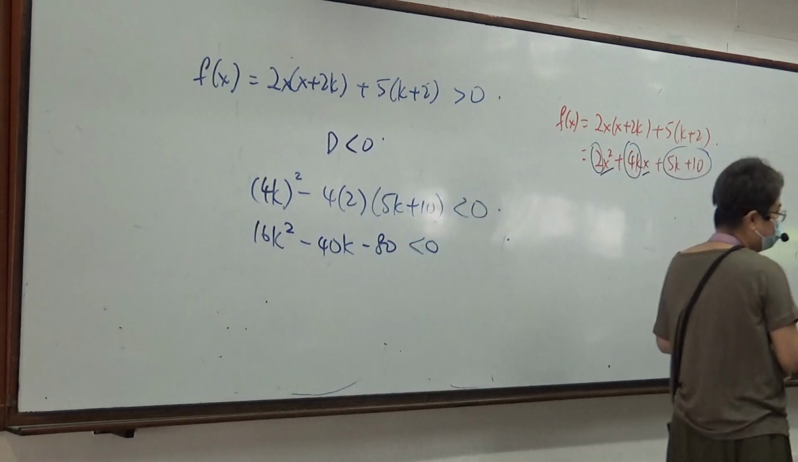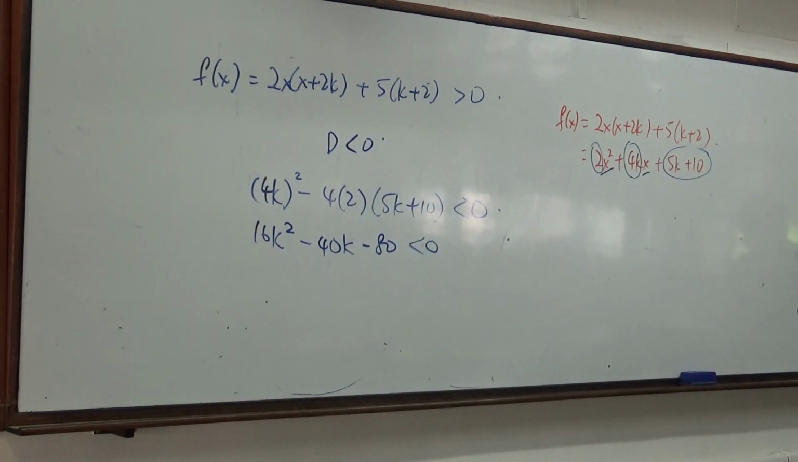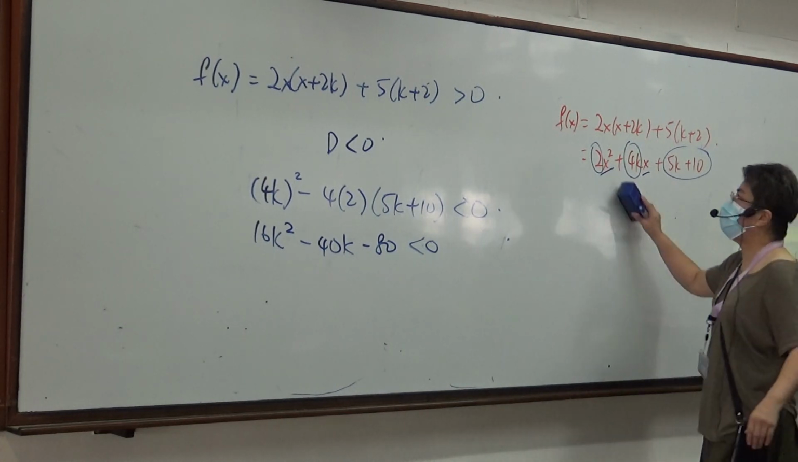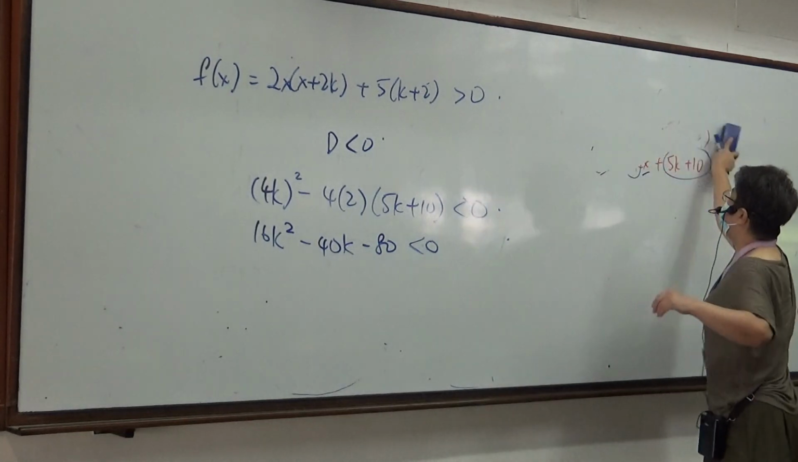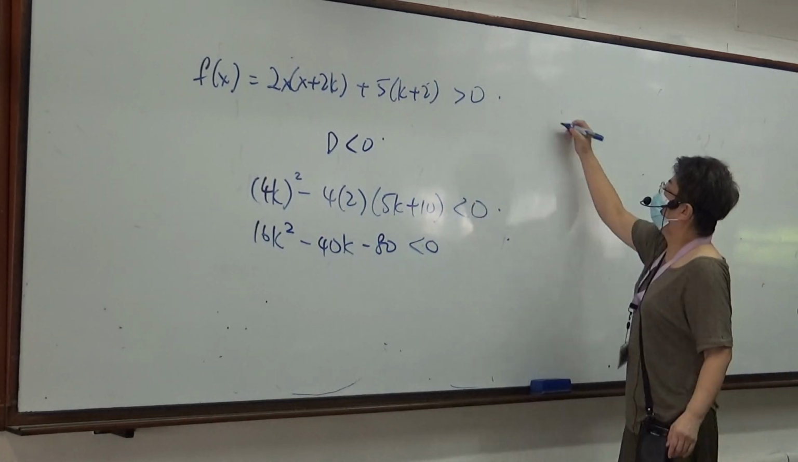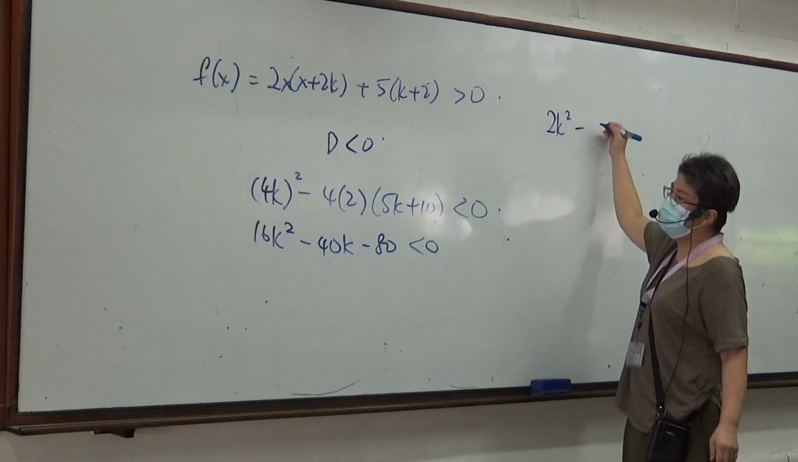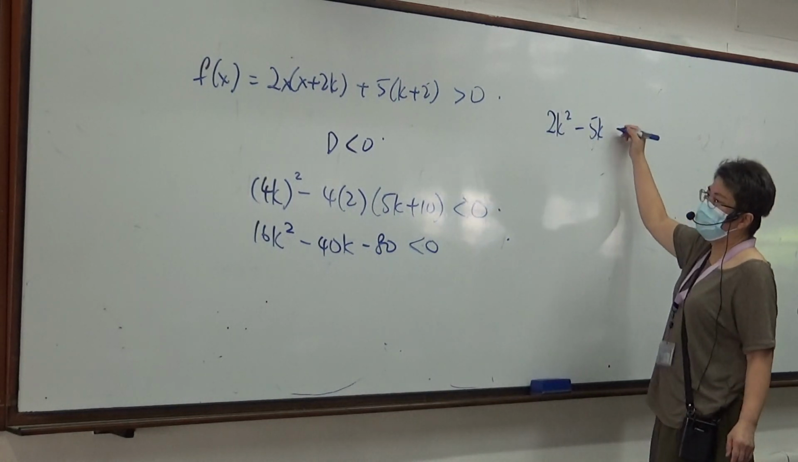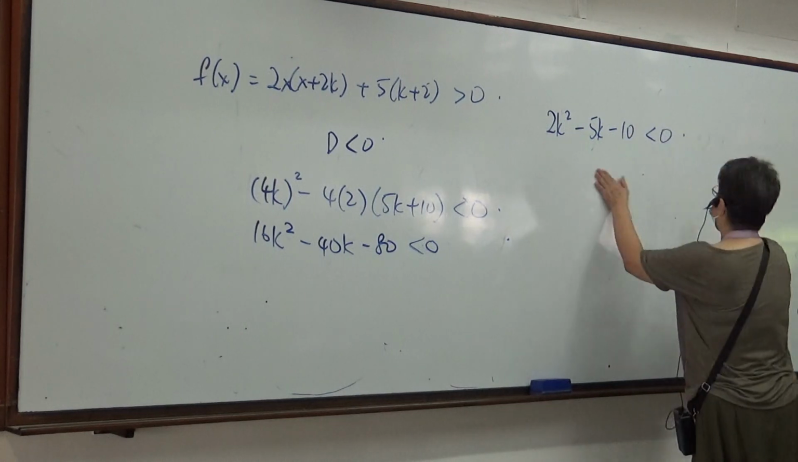I can simplify further, right? I divide 12 by what? I can divide by 4. Can I divide by 8? Yes, all of you come. I divide by 8. 2k squared minus 5k minus 10 will be less than 0, right?